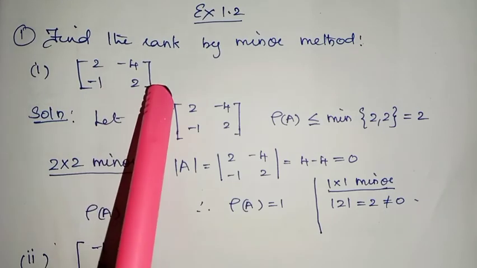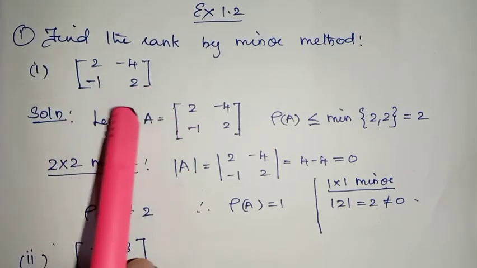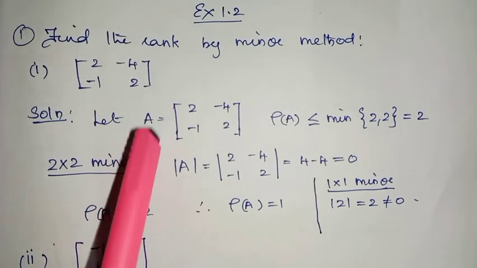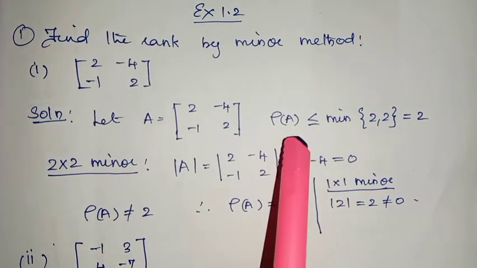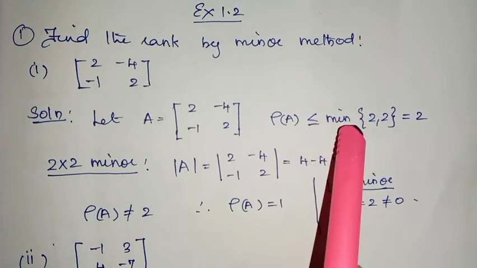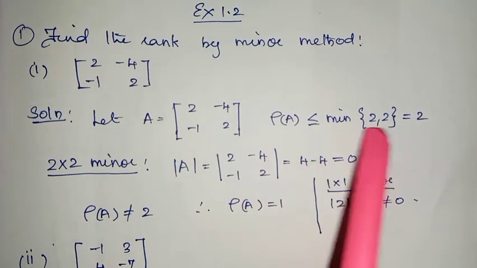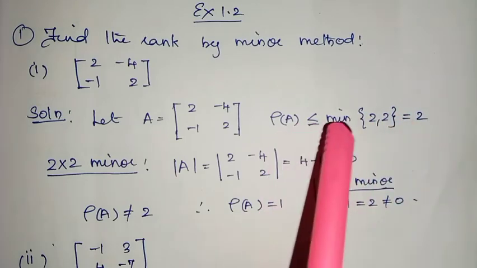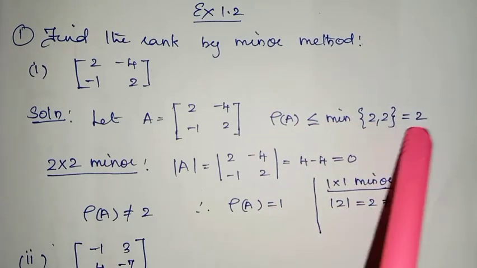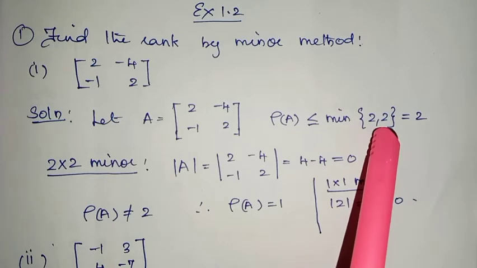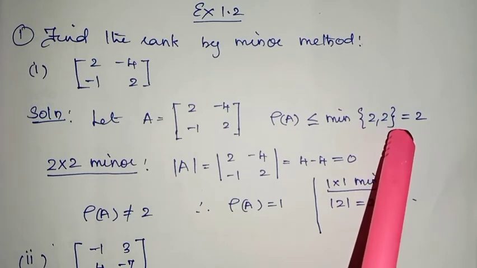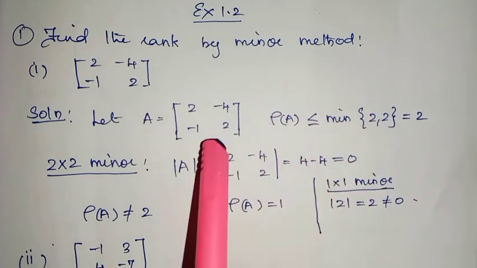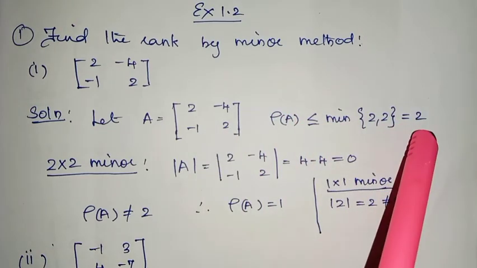Now this is a given 2 by 2 matrix. We are going to find the rank using the minor method. I named that matrix as A. First, the rank of the matrix must be less than or equal to the minimum of the order. What is the order? 2 comma 2. The minimum of 2 comma 2 is 2 only, so the rank is 2, 1 or 0. It won't be 0 because, as we learned previously, only a 0 matrix has rank 0. This is not a 0 matrix, so the rank must be 2 or 1.